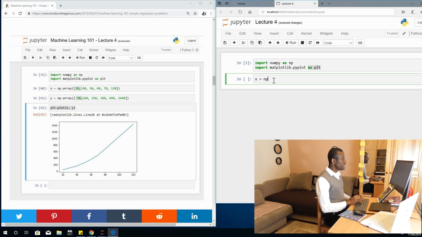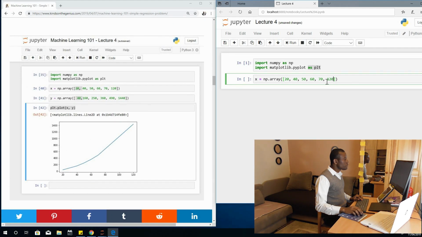X is equal to np.array. So this is how to input data into Python. At this point, I'm going to use 20. Remember, what we are trying to do is to plot this data to see how it's going to look when it's plotted. If you have a plot of this data, you can extend this line, and it will help you see the trend of the line, so that it gives you additional data points in case you want to make more predictions.